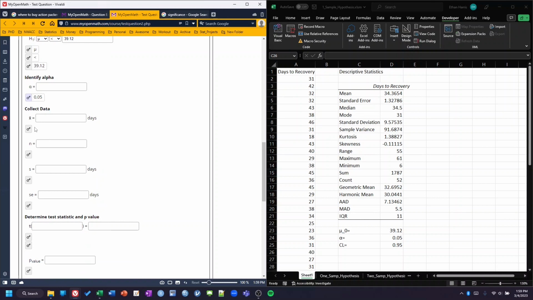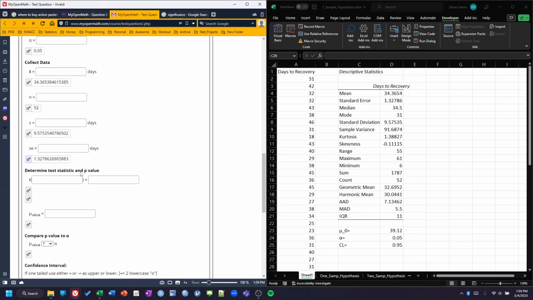So x bar is going to be the number of days on average from this new hip replacement methodology, and ours is 34.365. Our sample size is going to be 52. Our standard deviation here is 9.57. And then our standard error. And remember, our standard error is just the sample standard deviation divided by the square root of n. Now, we can do that, or if you notice that Excel has already provided it for you, 1.32786. So the next thing that we need to do is determine the test statistic and the p-value.